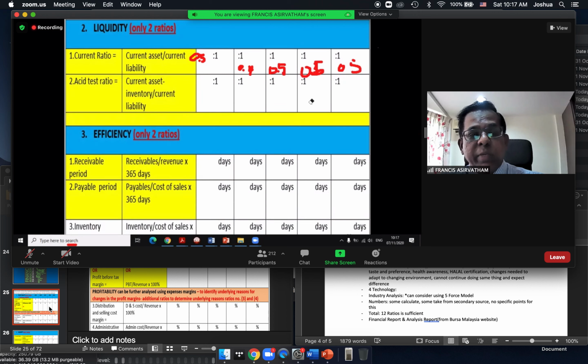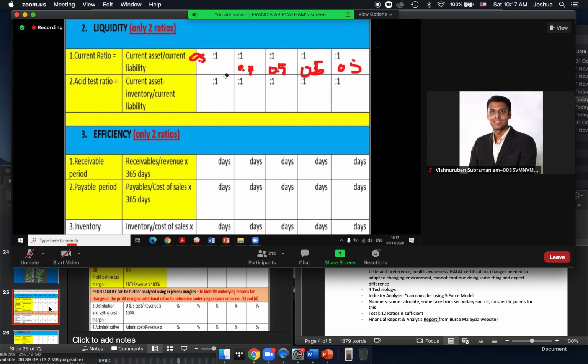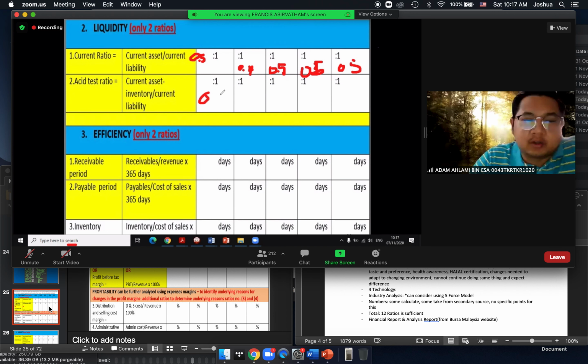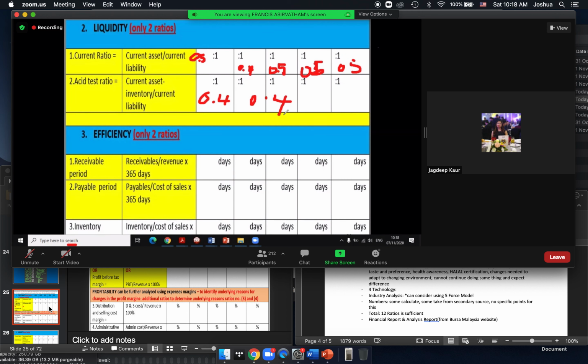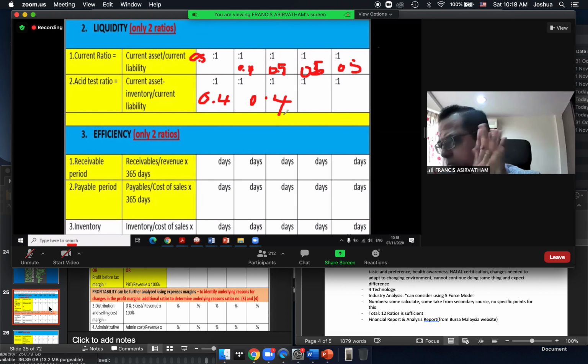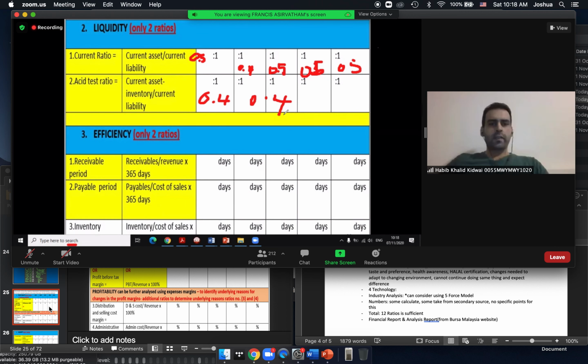Don't use the word depends, man. Cannot use the word depends. No, sir. It should be more than 1. It should be more than 1. Any other answers? Is it good or not good? It's not good because the assets are lesser than the liability.